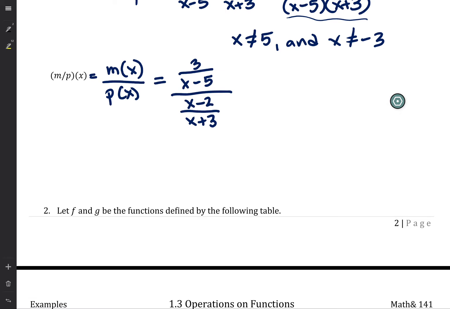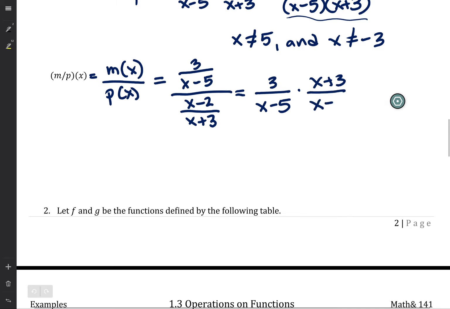This one, the domain might get a little bit more interesting, so I'm going to flip and multiply. So I have a 3 over x minus 5 times x plus 3 over x minus 2. And then I can do like I did before, and I can combine that into a single thing. So 3x plus 9 over x minus 5, x minus 2.